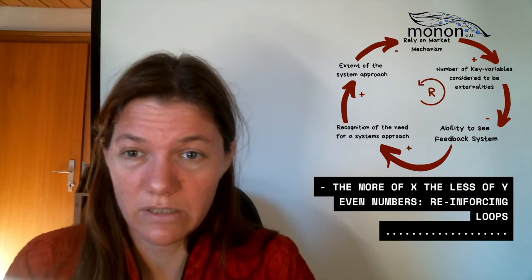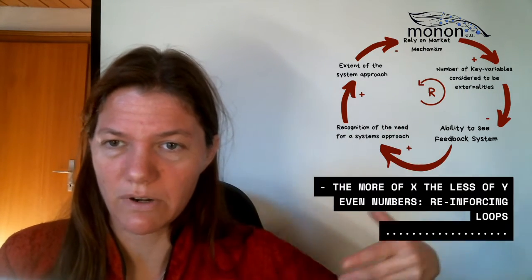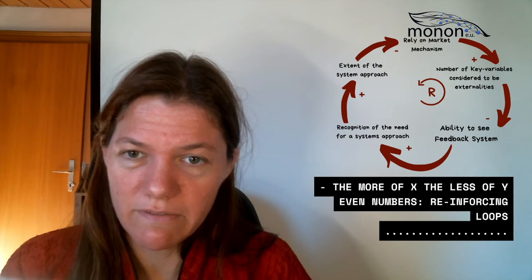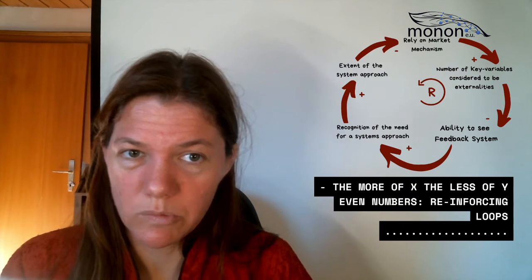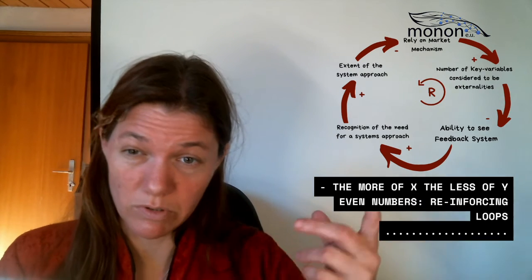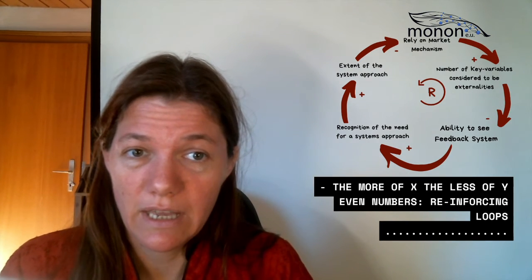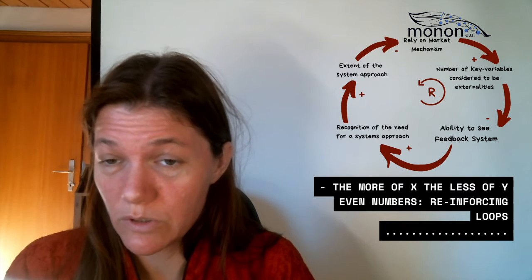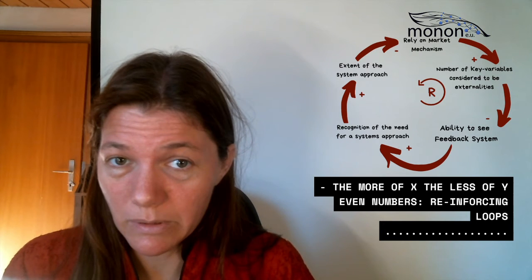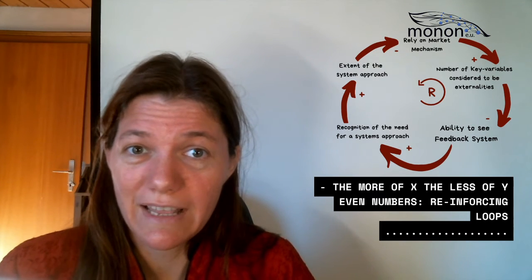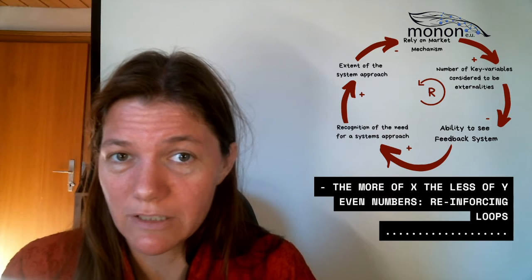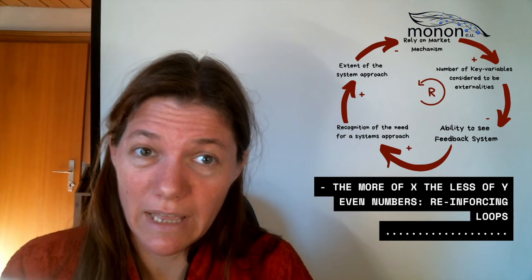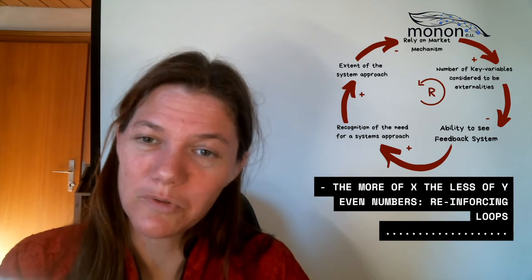So the more factors which actually make a difference, we say, hey, it's outside, it's not part of our process, it's an externality. But the more we make key variables our externality, the less we are able to actually see the feedback in the system. So the less we can see a dynamic going on. And the less we are able to see the feedback in the system, the less we'll recognize the need for a systems approach. And the less we'll recognize the need for a systems approach, the less we will make or implement the systems approach. But the less we implement the systems approach, the more we will rely on the market mechanism, and the more we rely on, and so on and so on.